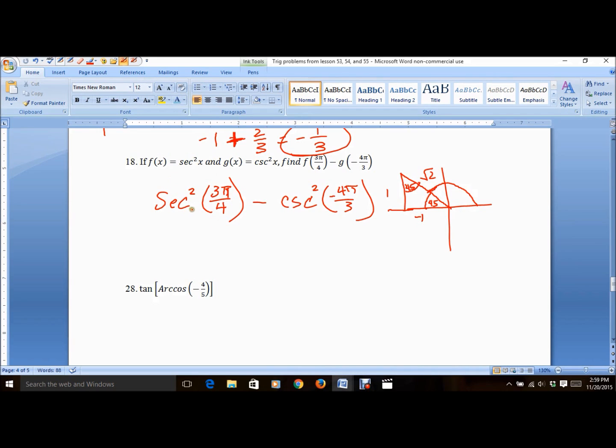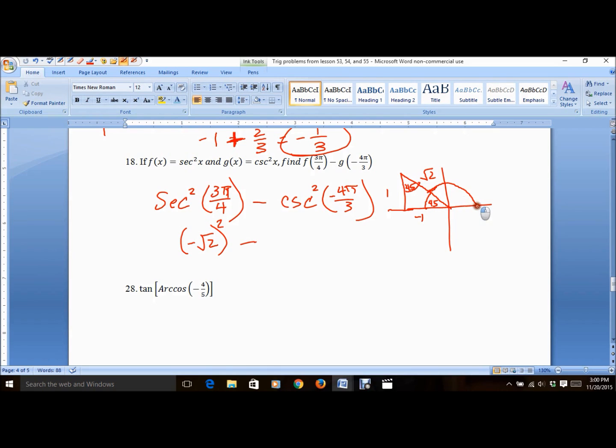And secant squared, secant is 1 over cosine. So cosine of 45 is negative 1 over the square root of 2, adjacent over hypotenuse. So if I flip that, I'm going to get negative square root of 2, because secant is the reciprocal of cosine. So negative 1 over square root of 2, flip it, you get negative square root of 2, and then you're supposed to square it. All right, cosecant squared negative 4 pi over 3.